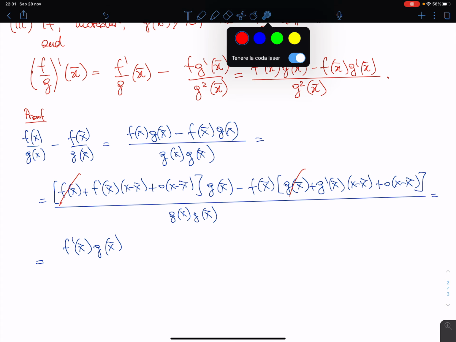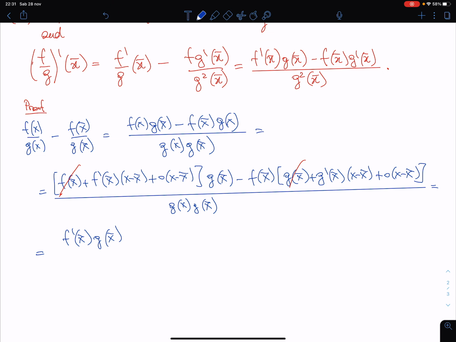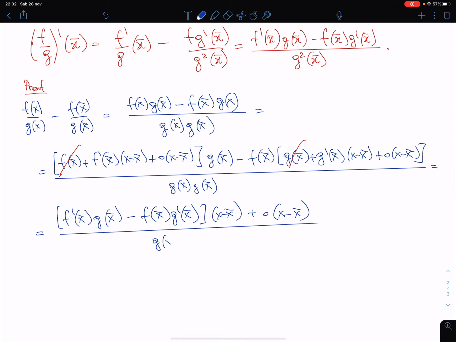And the other term that is proportional to x minus x bar is f of x bar g prime of x bar times x minus x bar. And there is a minus sign in front, so here minus f of x bar g prime of x bar times x minus x bar, and everything else at the numerator is little o of x minus x bar, plus little o of x minus x bar, divided by g of x bar.